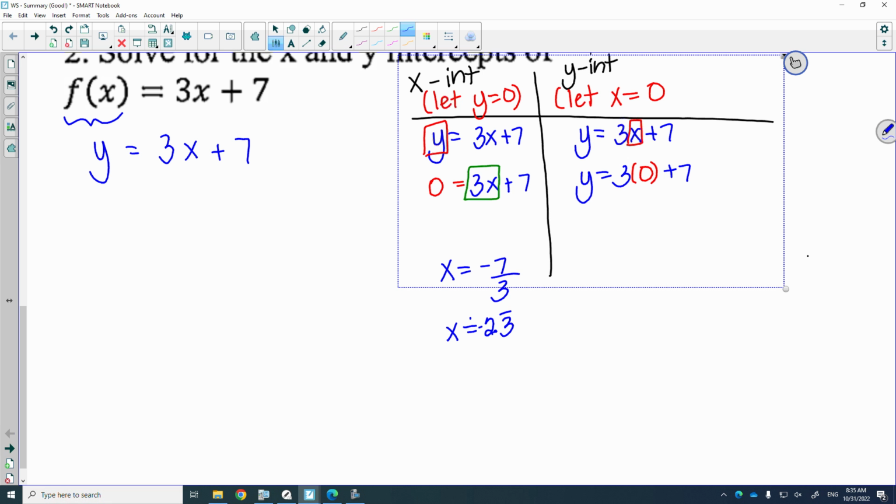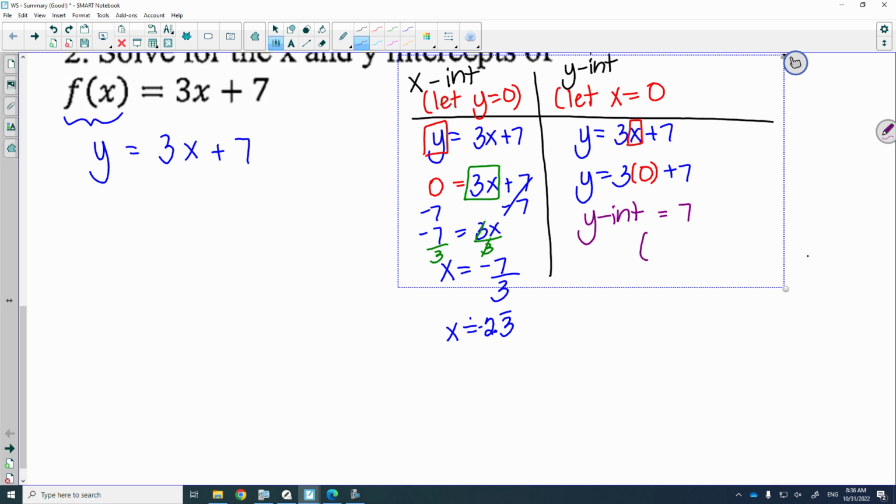Okay, so again, how she would have done that is subtract 7 from both sides and get negative 7 is equal to 3x, and then divide by 3 and divide by 3. And you would have gotten x is equal to negative 7 over 3. Sadie, what did you get as a y-intercept? 7. Yeah. So y-intercept is equal to 7.